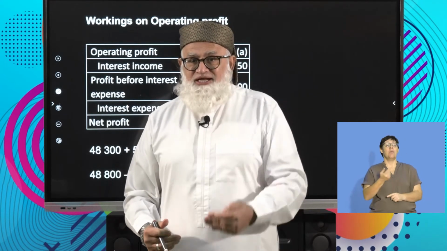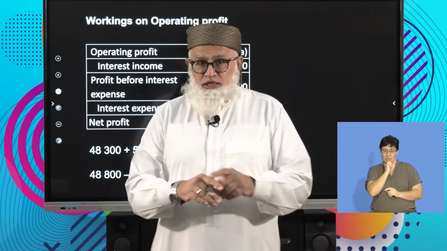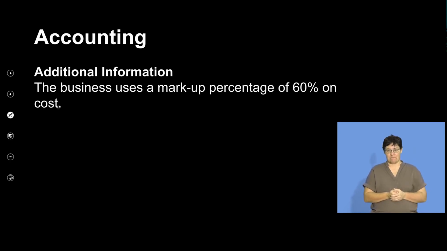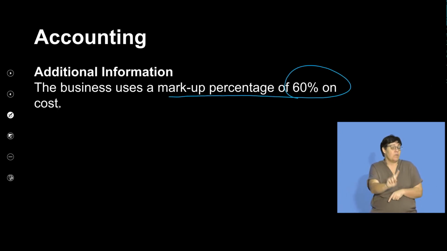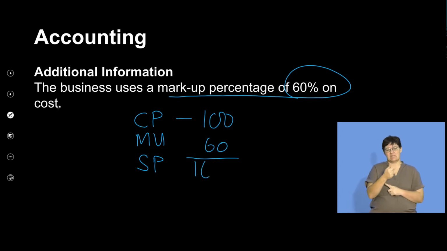So when you normally subtract going down, you add going up. Important technique to be used in all accounting activities whenever you are faced with a question of that nature. They're telling you that the business uses a markup percentage of 60% on cost. Once again, remember, whenever you are given something like this, this is what you do. Cost price, markup, selling. Cost is 100, markup is 60, selling is therefore 160. Right. Okay, we know that.